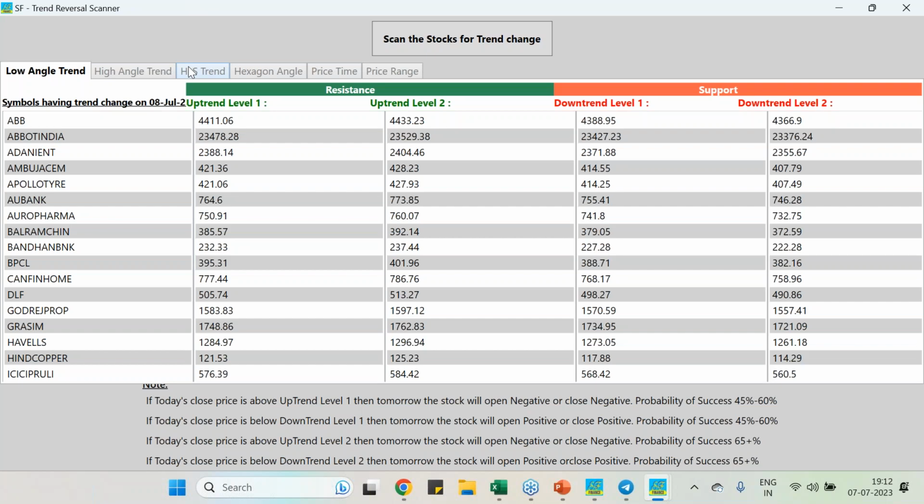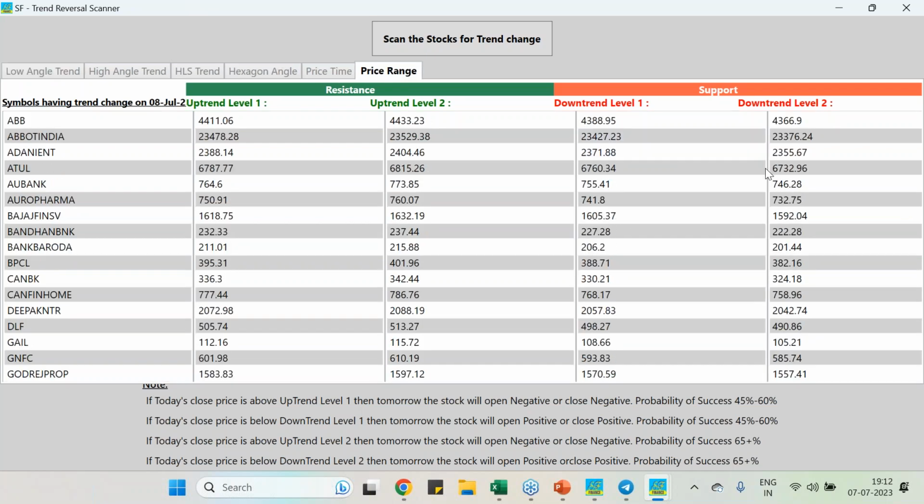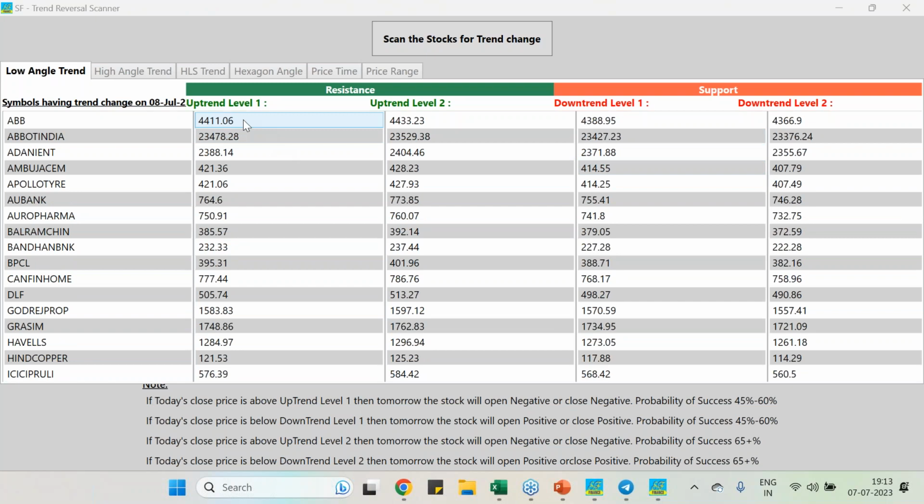Look at all these things: if today's trading closing happens above 4411, then uptrend level 1, there is a 40% to 60% chance it will accept the trend reversal date. If it is happening above level 2, there is more than 65% chance it will respect the trend reversal date. It will respect the trend reversal date if the price is closing above uptrend level 2, meaning the chance of a down move is 65%. If it is in the downtrend level 2, then an up move will happen on Monday, the chance is 65%.